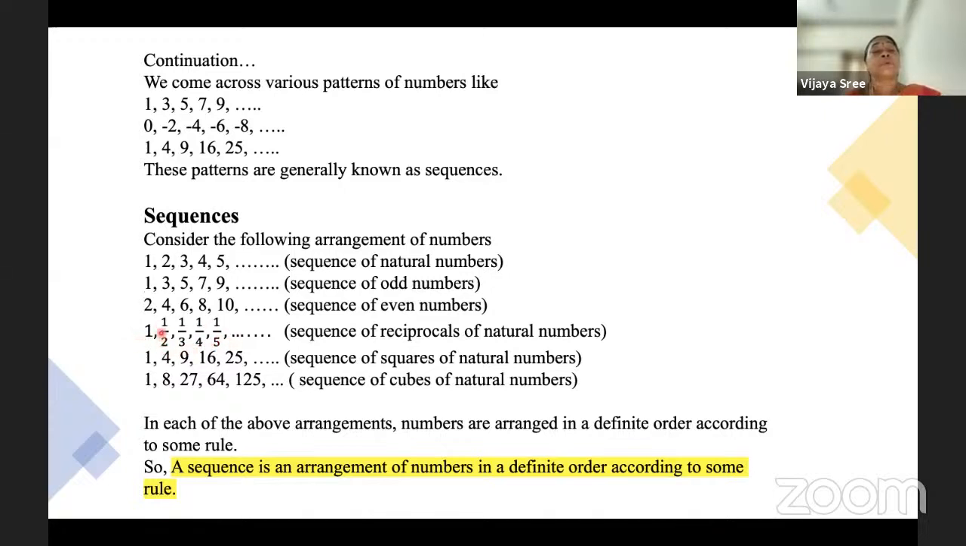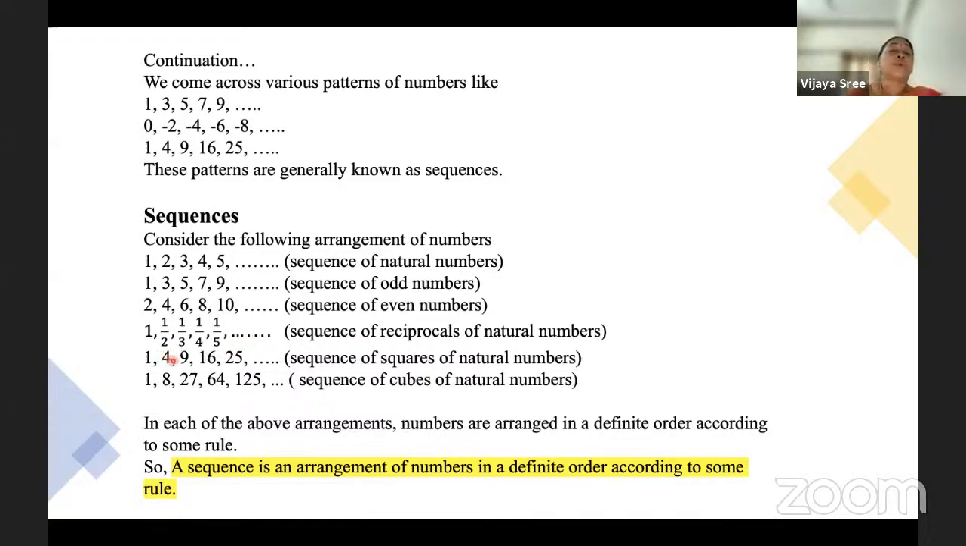Reciprocal. What is the reciprocal of 2? 1 by 2. What is the reciprocal of 3? 1 by 3. What is the reciprocal of 4? 1 by 4. What is the reciprocal of 5? 1 by 5. What is the next one? 1 by 6. Okay, and so on. This is the sequence of reciprocals of natural numbers.